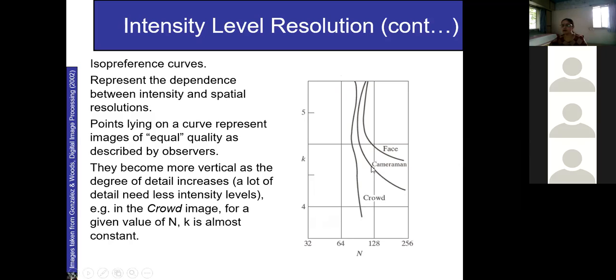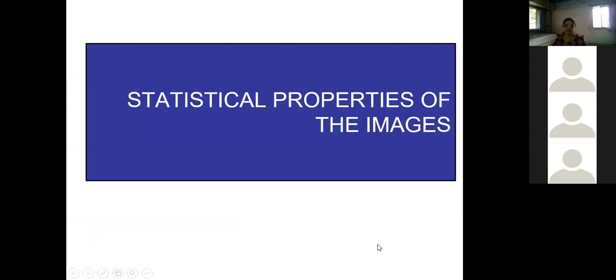But it is not true for the face and cameraman images, or for low detail images. As you increase intensity levels, you get better and better quality for the given spatial resolution of the image.